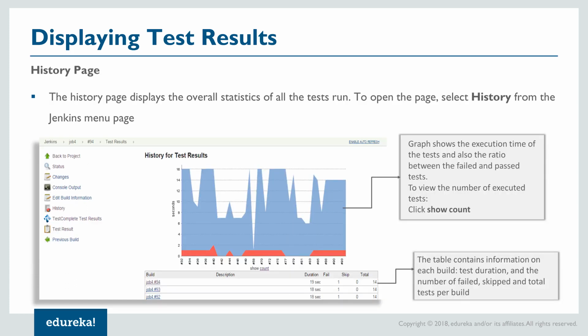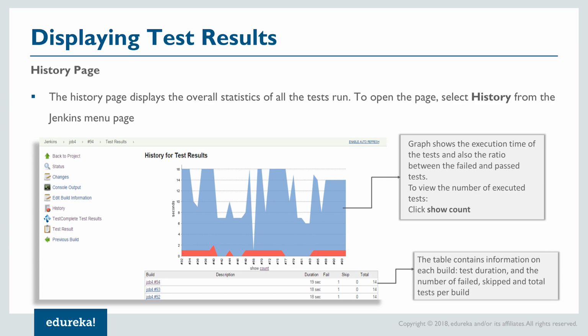The history page basically displays the overall statistics of all the tests run. In order to go to the history page, you just need to go to the Jenkins home page, then click on history, which will take you to the right page. The graph shows the execution time of the tests and also the ratio between the failed and the passed tests. To view the number of executed tests, you just need to click on show count, and it will tell you how many tests have been run so far for that job.